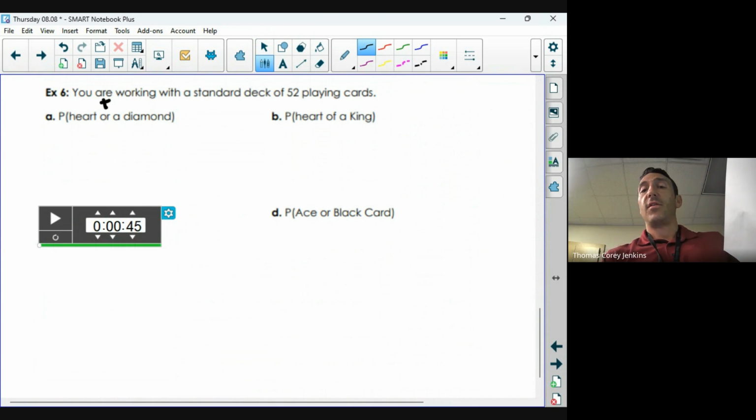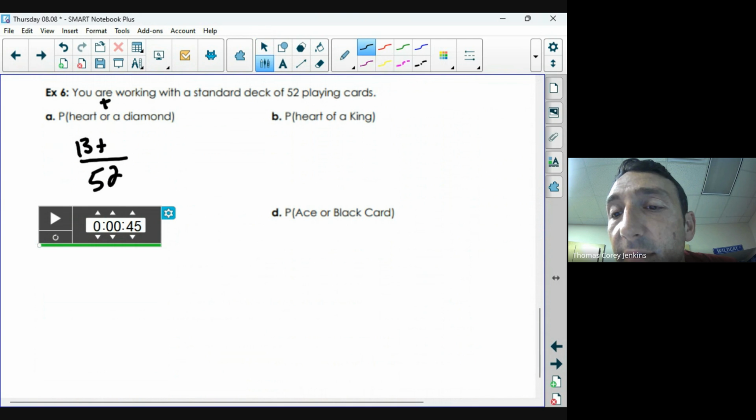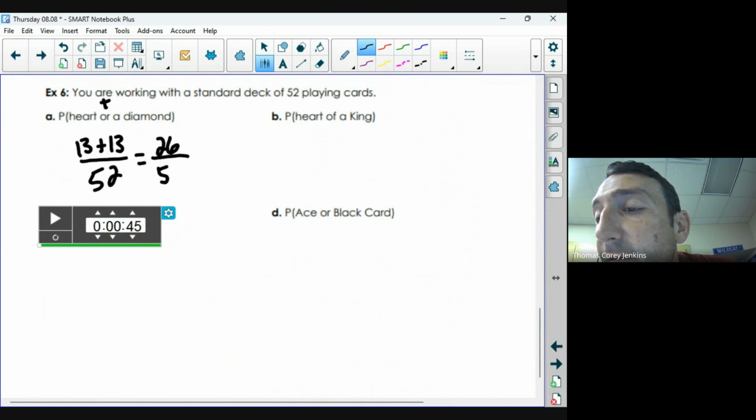So just to review, how many cards are there? It says 52. So out of 52. Anybody remember how many hearts we have? Right? 13. If we have 13 hearts, how many diamonds do we have? Yes, 13, right? 13 of each suit. So 26 out of 52.